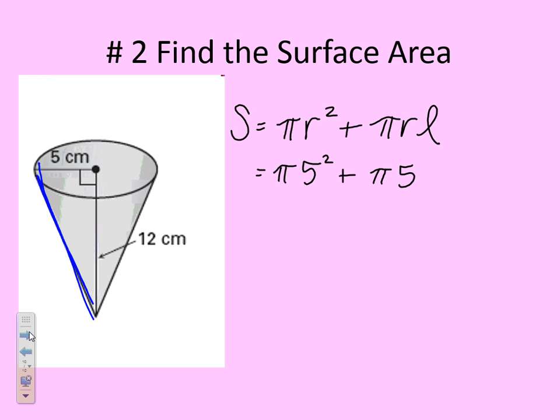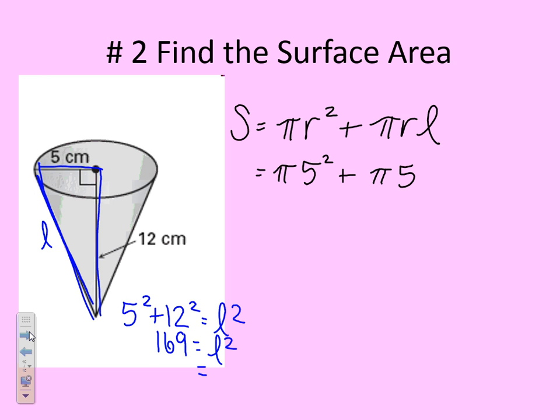And in order to calculate him, I'm going to have to do that Pythagorean theorem again. So 5 squared plus 12 squared equals L squared, because the L is on the hypotenuse. Leg squared plus leg squared equals hypotenuse squared. And we have 25 plus 144, that's 169, equals L squared. Square root both sides. The L would be 13. So the slant height here is 13. So I'll plug that 13 in here where that L is, and then we can go ahead and finish our calculation here.